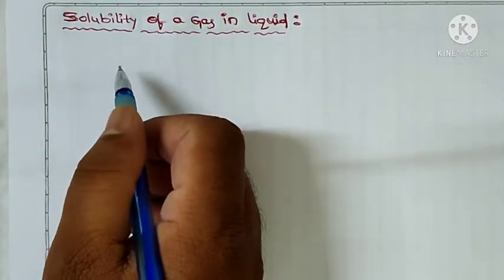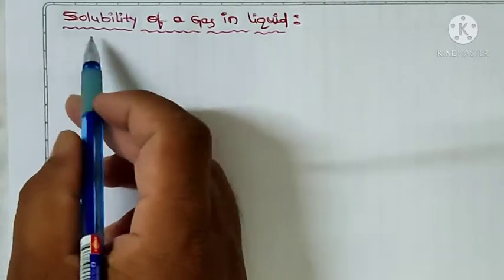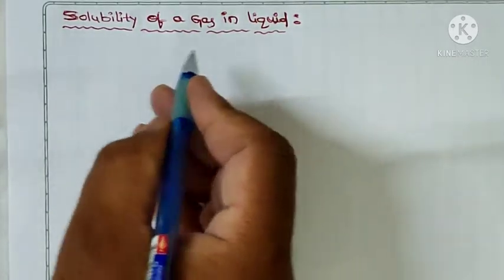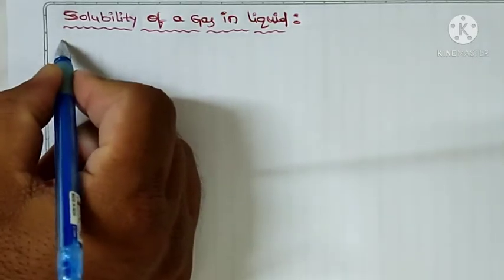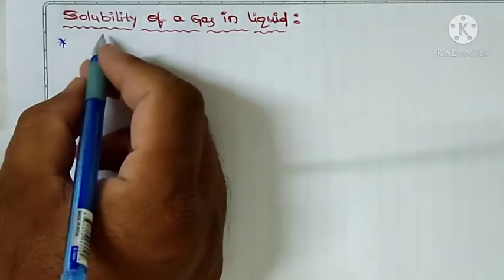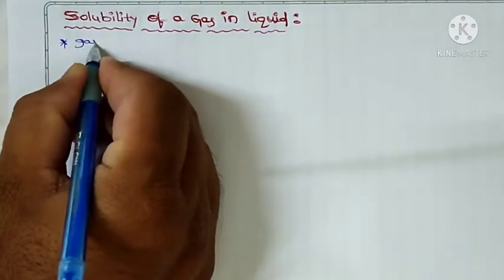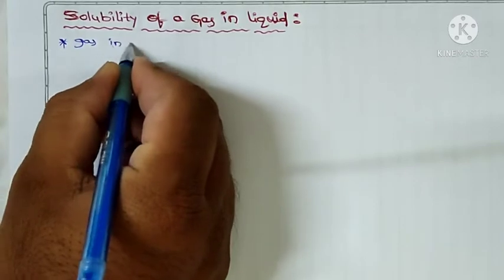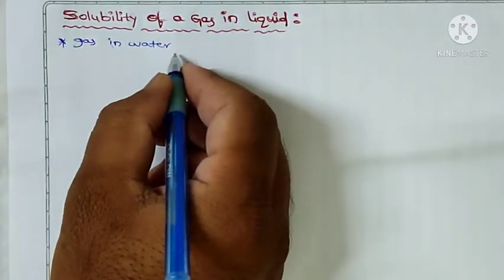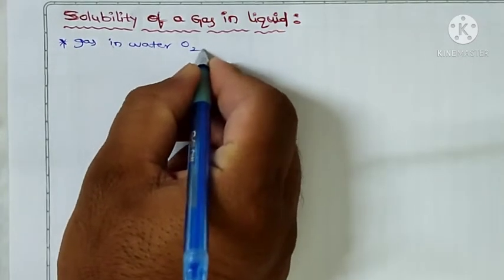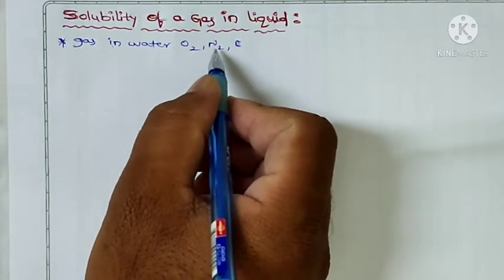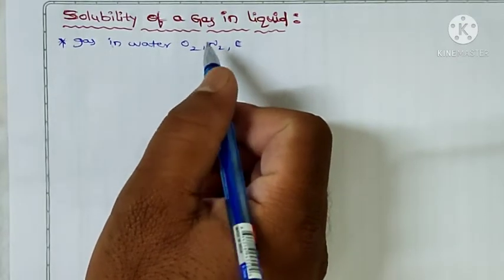Good morning, students. Today our new topic is solubility of a gas in liquid. So we know that many gases dissolve in water, like oxygen and nitrogen. These gases are dissolved in water.